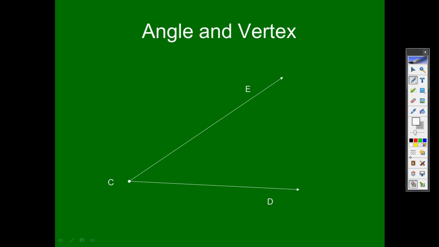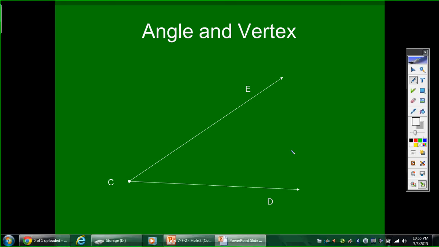An angle and vertex. If we look at this slide, point C is the vertex of this angle. We can name this angle ECD. We can name it angle DCE. It doesn't matter which ray I start with, CD or CE. What matters is that the vertex is in the center and that my naming letters are actually in order: ECD or, I'm sorry, DCE.